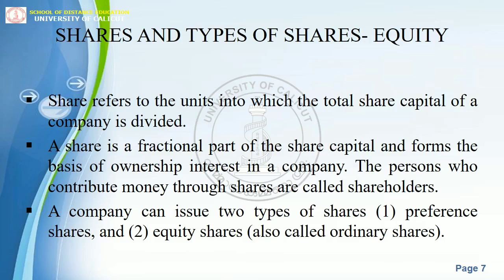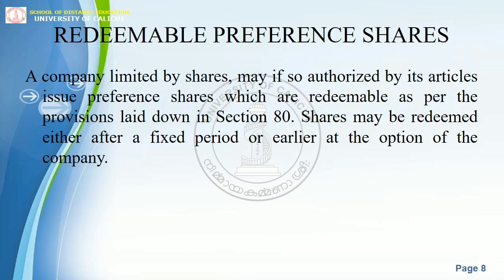There are mainly two types of shares, that is preference shares and equity shares. Equity shares are also known as ordinary shares. Preference shares are those shares with preferential rights. Redeemable preference shares are those preference shares which are redeemed either after a specific period or earlier, at the option of a company.